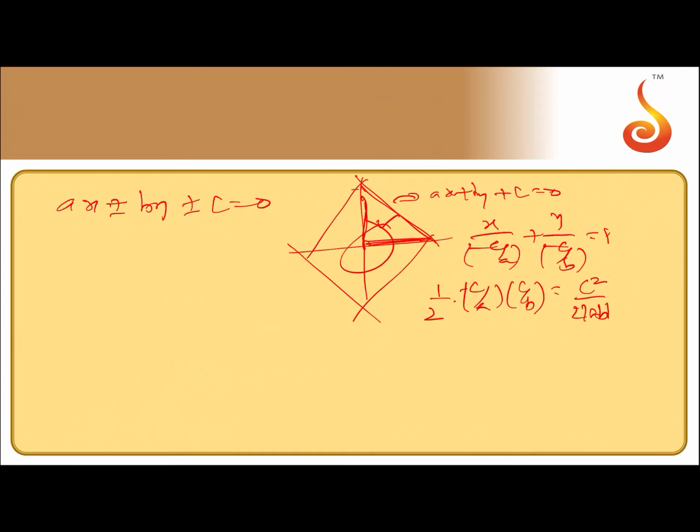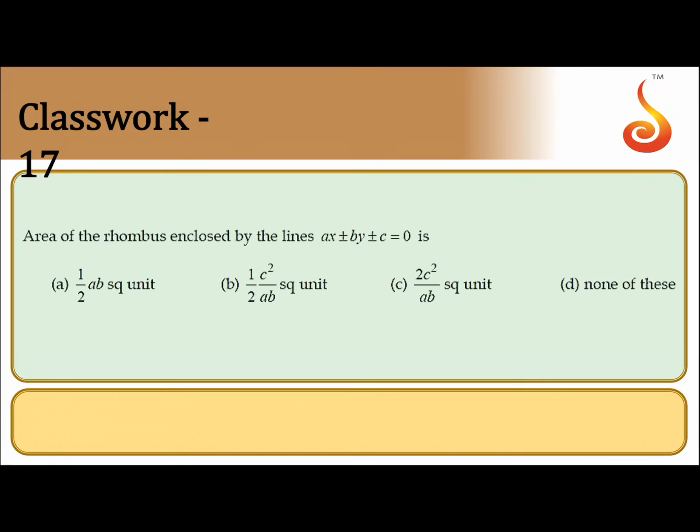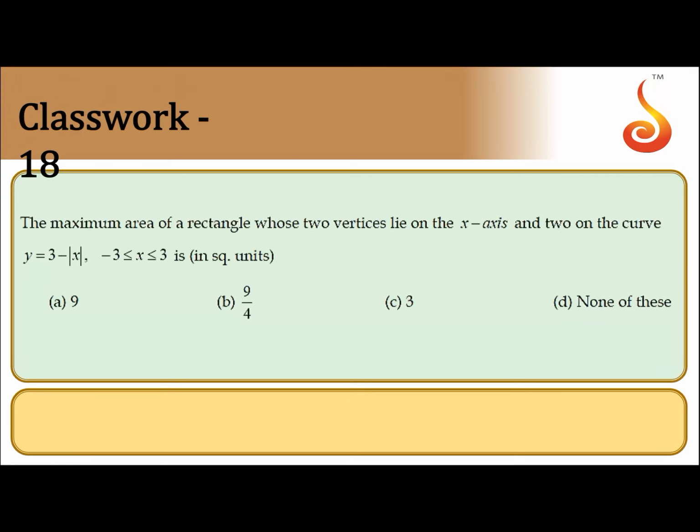And of course, the total area is nothing but 4 times this one. So 4 times c square divided by 2 times mod ab, that is equal to 2c square by modulus of ab, which is the required answer. 2c square divided by mod ab. That's right. Coming to the next one.